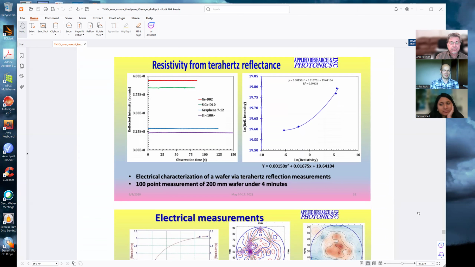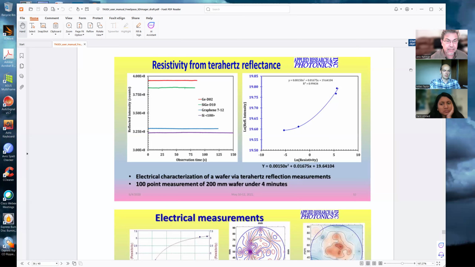So, a fortuitous thing is that resistivity and conductivity are reciprocal to each other. As the resistivity of a material changes, its reflectivity also changes. So if we measure the reflected intensity of different materials of known conductance or resistivity, then we can use that data to model. This is exactly what we have done here.